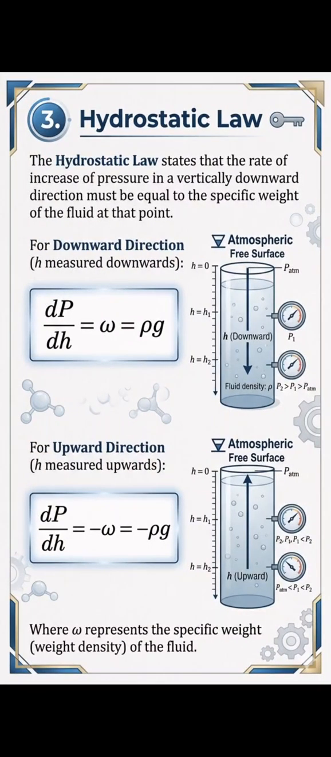Hydrostatic law. The hydrostatic law states that the rate of increase of pressure in a vertical downward direction must be equal to the specific weight of the fluid at that point. For the downward direction, S measured downward: dp/ds = omega = rho g. For the upward direction, S measured upwards: dp/ds = minus omega = minus rho g, where omega represents the specific weight and rho the density of the fluid.